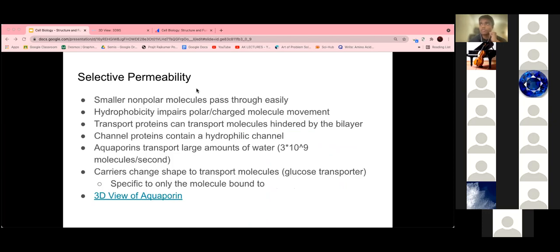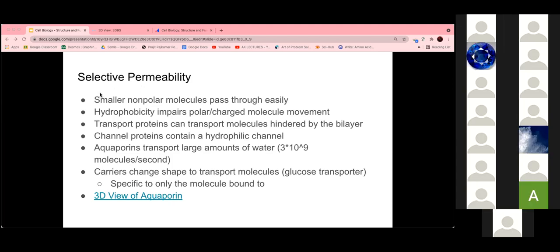So membranes have selective permeability, which means that the hydrophobic lipid bilayer allows smaller nonpolar molecules such as carbon dioxide, oxygen, and hydrocarbons to pass through easily. And the hydrophobicity of the fatty acid tails in the interior of the membrane impedes the movement of polar or charged molecules, which are hydrophilic. And larger molecules are also hindered from entry via just diffusion through the membrane. So therefore, transport proteins are used to shuttle molecules across the lipid bilayer, such as polar molecules, which would otherwise take a long time or be unable to travel through the lipid bilayer.